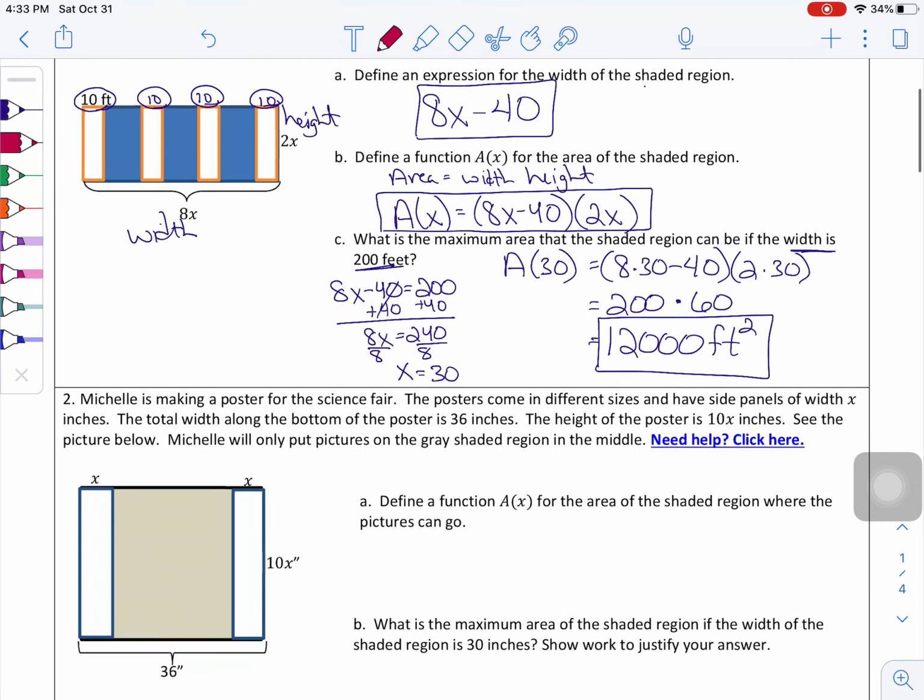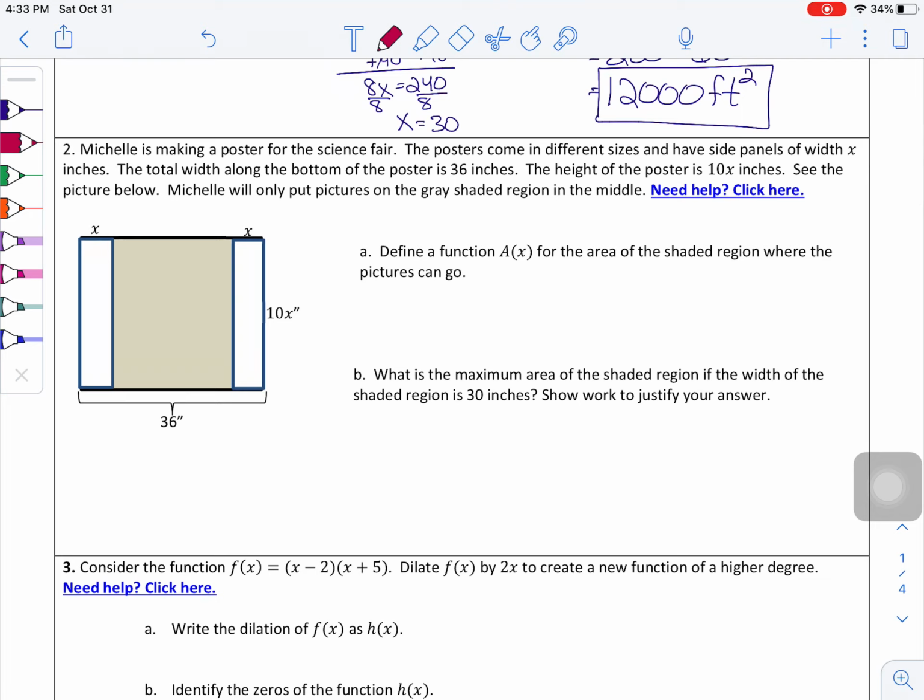I'm going to slide on down to number 2. Number 2 is going to be similar. It says, Michelle is making a poster for the science fair. Posters come in different sizes and have side panels of width x inches. So here's my x inches here and here. The total width across the bottom is 36 inches, and the height for the poster is 10x inches. Okay, and so this is height. Michelle will only put pictures on the gray shaded region in the middle. All right, define a function for the area.